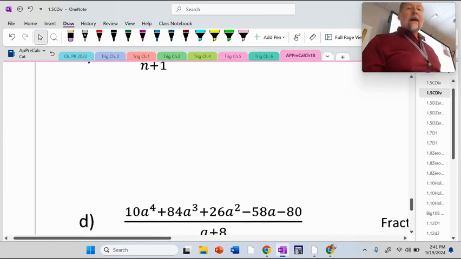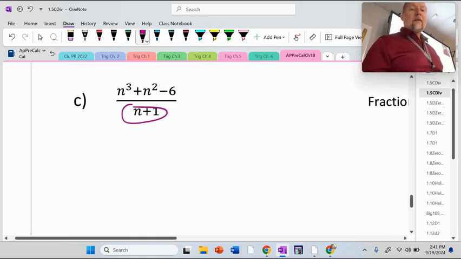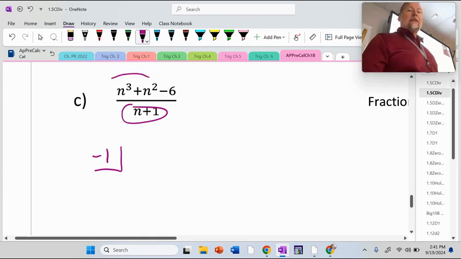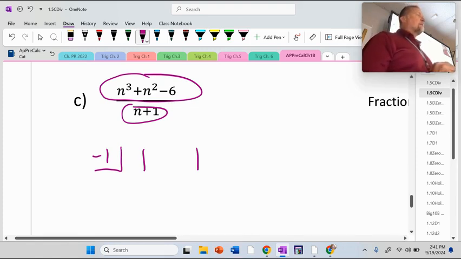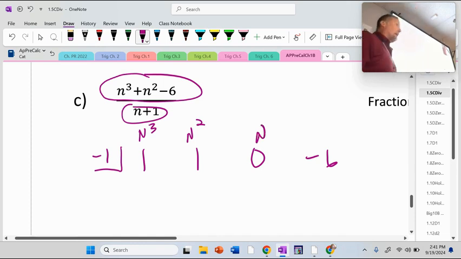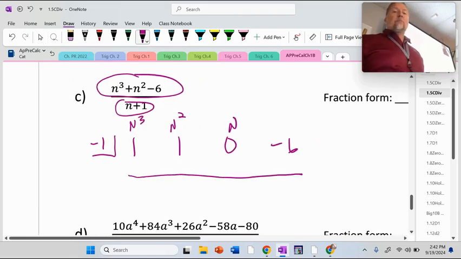I'm not done yet. I am going to do this one just to make sure you understand a couple things. Number one, what am I going to synthetically divide by? Let's see if you remember. It's -1. You get the 0 then plus 1. And then this is why I picked this one. 1 n cubed, 1 n squared. What's next? 0. He is listening. And then -6. That's the n cubed, that's the n squared, that's the n term, which is missing. You have no choice but to do that. Otherwise, synthetic division will be wrong.